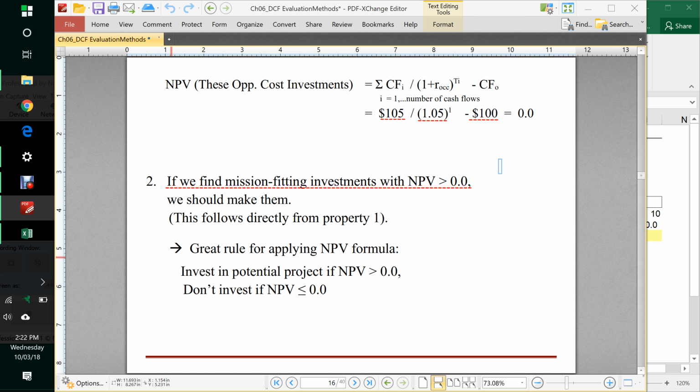So that gives us a great rule for applying the NPV formula, which says invest in a potential project if the NPV is greater than 0, and if it's not greater than 0, or if it's equal to 0, don't invest. Equal to 0 is included here because if we get an NPV equal to 0, using our Blue-Green example, we should just throw it into the Blue-Green REIT. It's a lot easier. We can get in and out very easily, no liquidity problems, stuff like that.